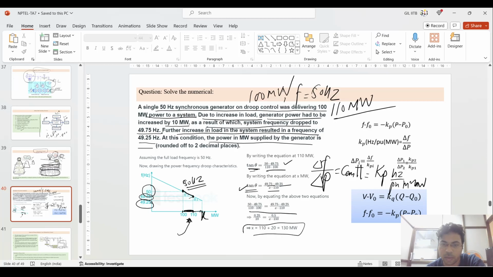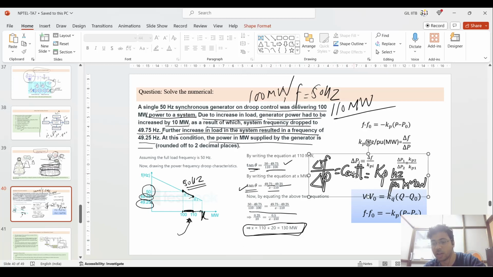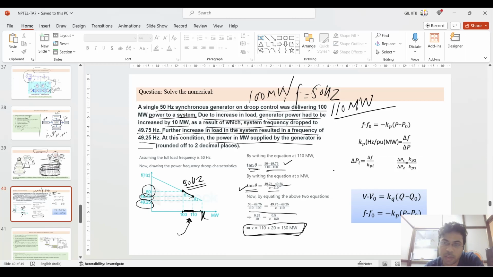If you equalize that, x should be 130. So this tan theta is constant, which means delta f by delta p is constant. If you wanted to explain that, if you decrease or increase the frequency, your delta p will change. And if you decrease or increase your frequency, your delta f will change, and delta p will change.